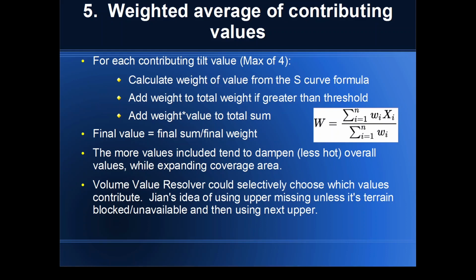The logic can be more complicated. For example, the volume value resolver could selectively choose which values contribute. Jen once mentioned the idea of using upper missing unless the terrain is blocked, in which case you use the next higher upper tilt.